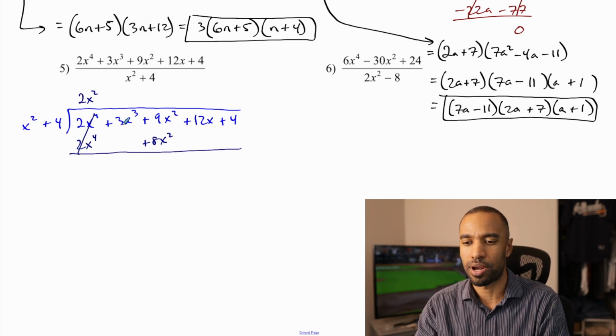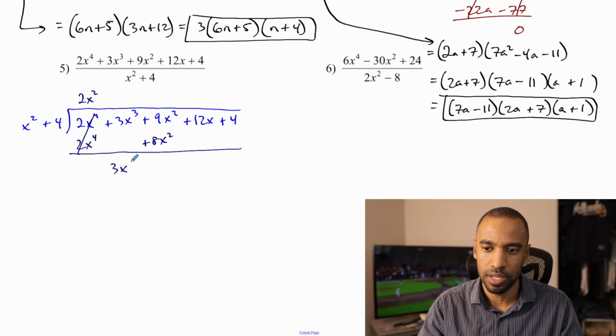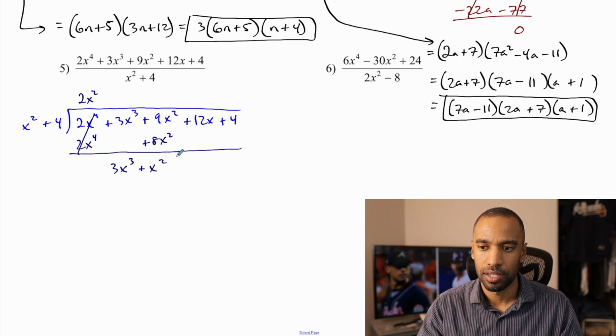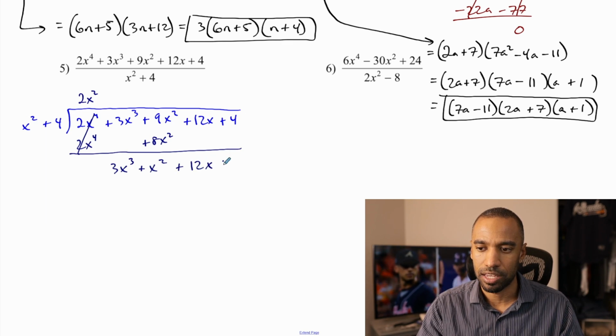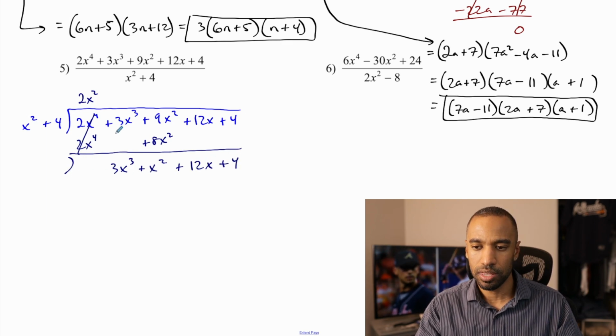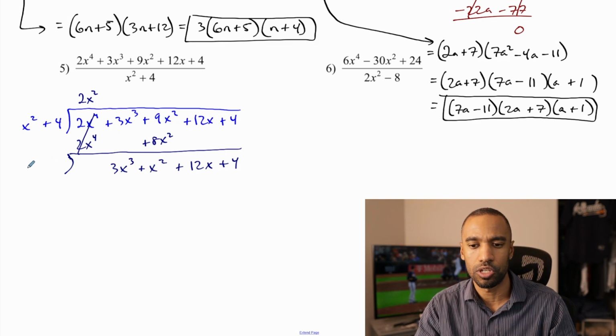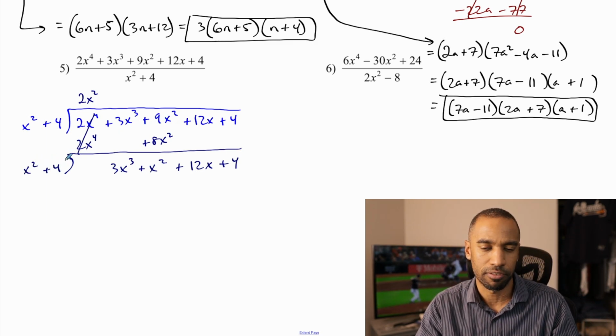So we subtract those out, and we get a 3x cubed coming down here. 9x squared minus 8x squared is 1x squared, and then plus 12x plus 4. So yeah, you just got to be careful where you put that thing. You want to make sure you combine like terms when you do it, and that's what makes this problem a little bit different to start with.